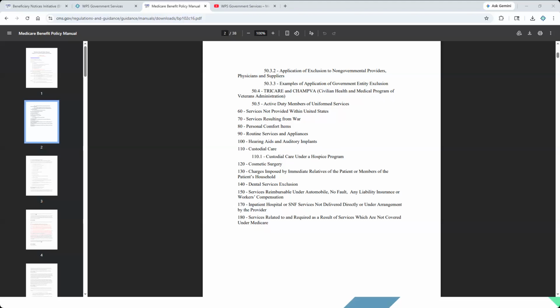We were asked when to use the GX. Again, use the GX when you did give an ABN, but you didn't have to. You could use the GY. It's just a never covered item.